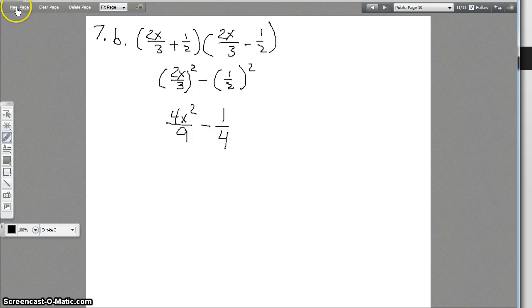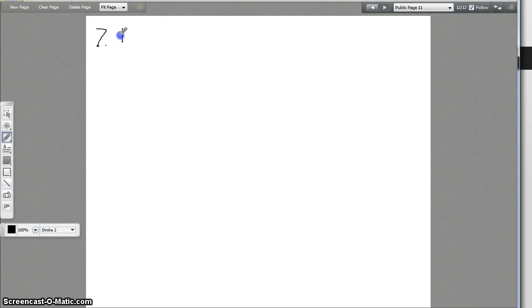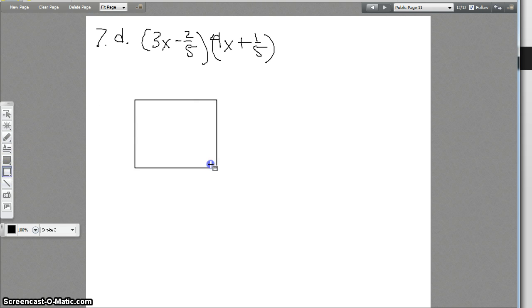So now let's take a look at part D. For number 7, part D, what we have is (3x minus 2/5) times (4x plus 1/5). Sorry, I didn't quite stay inside my parentheses. So I am going to use the grid to work this one, because it doesn't have a nice easy pattern. So let me put in my grid lines.